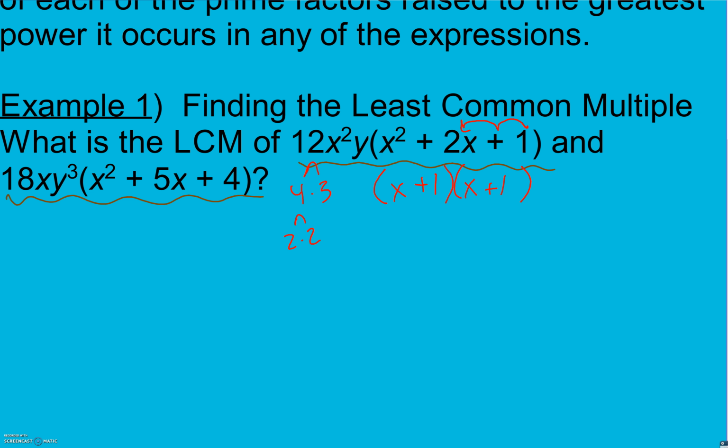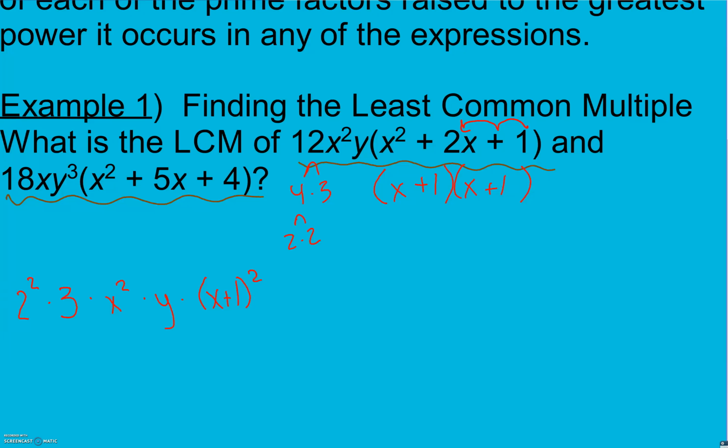Now I'm going to list my factors. I have 2 squared times 3 times x squared times y times x plus 1 squared. I want to list them there as individual factors, powers if I need to. So 2 squared, x plus 1 squared. And I want each one of them to have their own column.